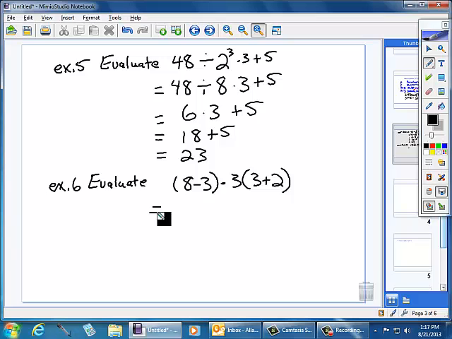8 minus 3 is 5 times 3, and 3 plus 2 is 5. Okay? So really what I have here is 5 times 3 times 5. If you remember, we can multiply in any order, so I'm just going to do this all in one step as well. It's not going to matter if I do 5 times 5 times 3 or 3 times 5 times 5. So I'll just do left to right. 5 times 3 is 15. 15 times 5 is 75.